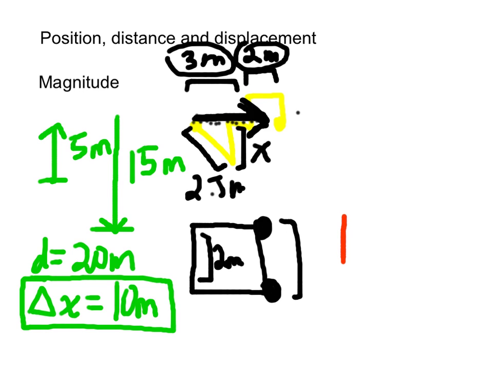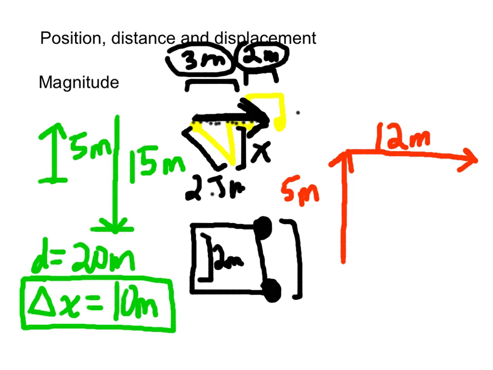Spider-Man climbs up the side of a building, 5 meters, and then along the roof, 12 meters. I want to know the magnitude of his displacement. So his displacement is from start to finish, this black vector or arrow I've just drawn. Find that. Why don't you pause the video, try to find that one. I'll come back and show you how to do it.